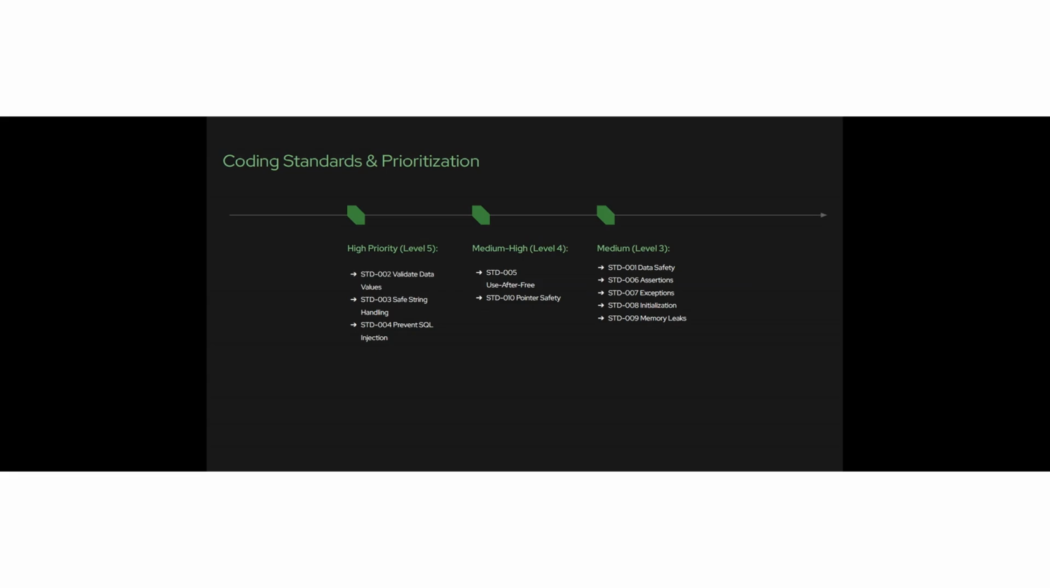Lower-level risks still matter but are less likely to immediately expose the system. For example, input validation should always be applied when handling user or external data, while safe string handling is critical when processing input to prevent buffer overflows. This prioritization helps developers focus on the most critical vulnerabilities first.